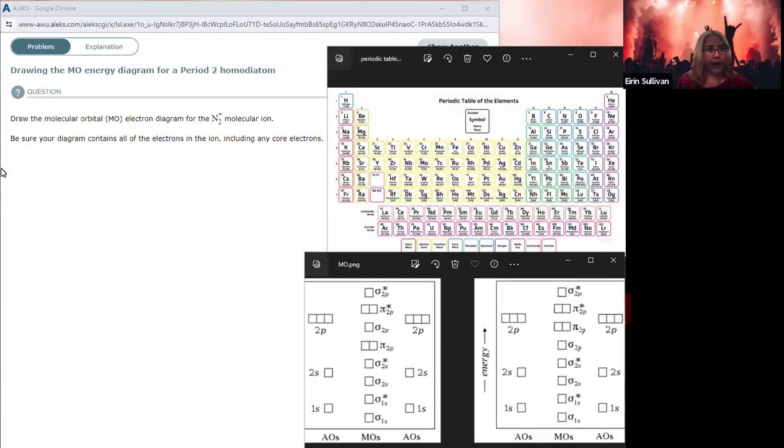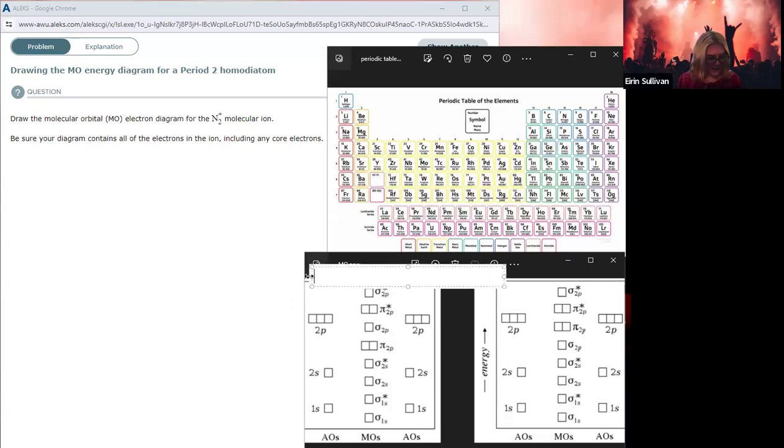To draw the molecular orbital energy diagram for any period 2 homonuclear diatomic molecule or molecular ion, all you need to do is put electrons in boxes, okay? But you have to know how many electrons you're putting in boxes, what order to fill the boxes in, and what the boxes are, okay?